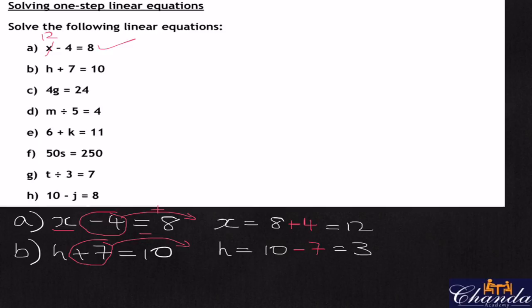And that does make sense. So if we were to replace that h with a 3, so that's 3 plus 7, that in fact does give us 10. So that's a tick. Okay, then looking at part C now.